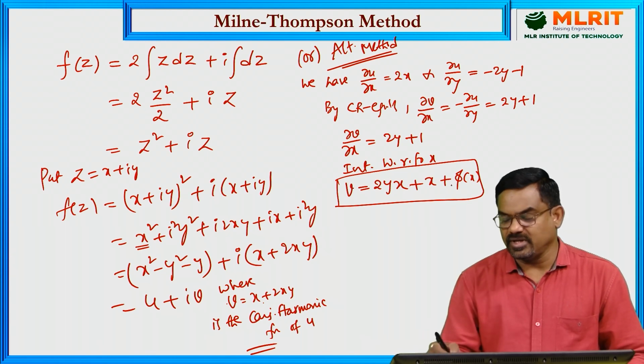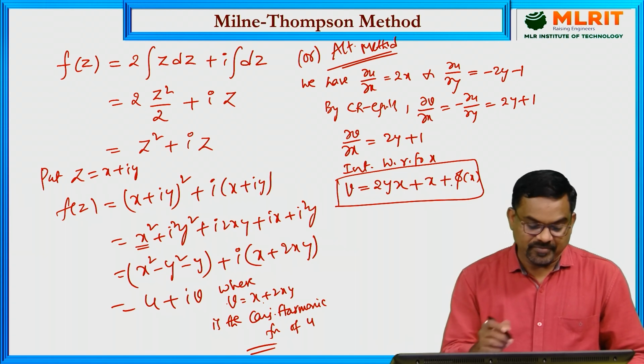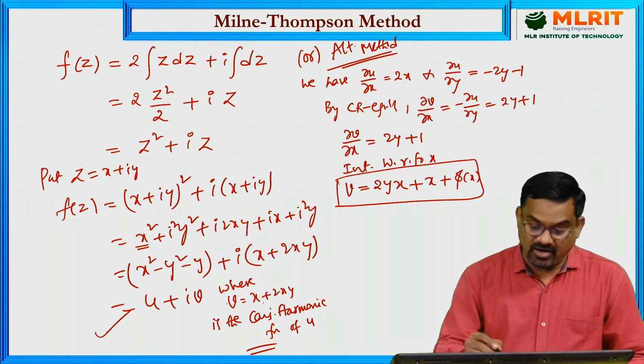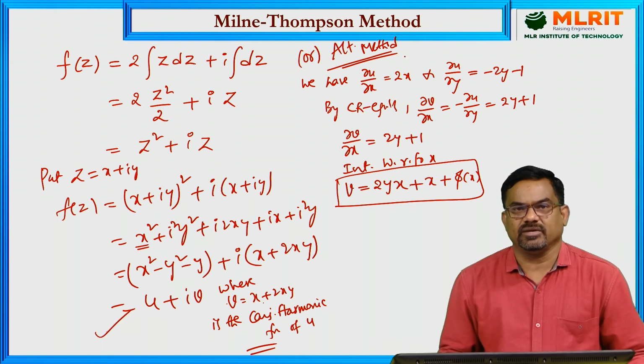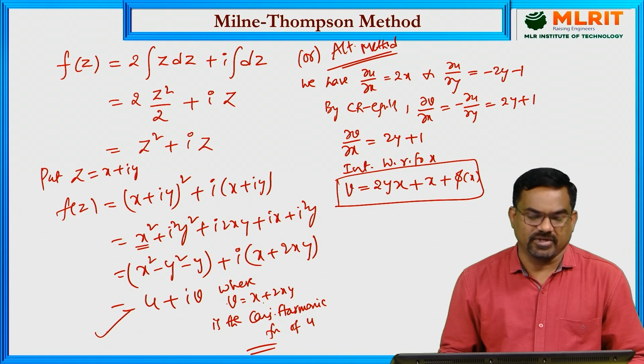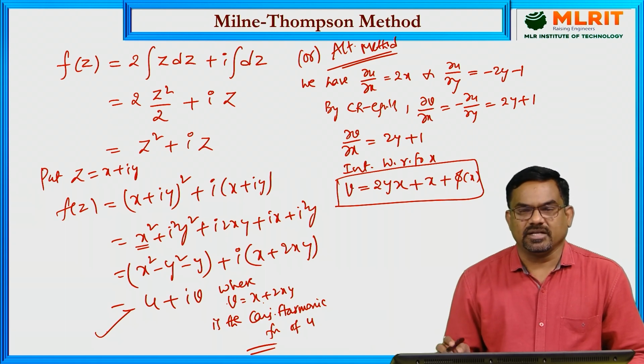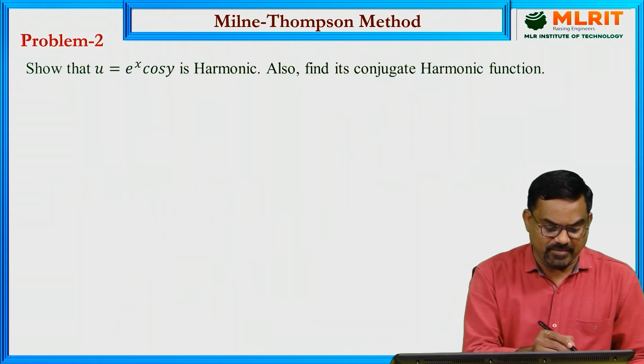So like that you can calculate that constant also. So either the Milne-Thomson method or else using this alternate method we can find the conjugate harmonic function. Similarly, let us discuss one more problem on the same method.